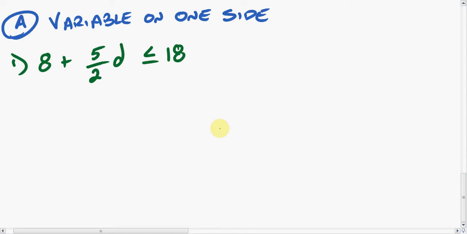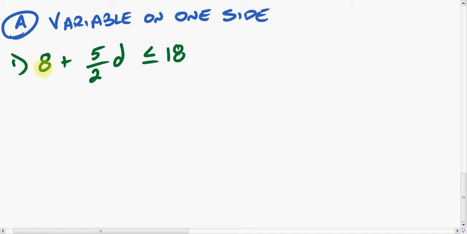This is section 1.6 part 3, where we're still looking at solving and graphing inequalities. In this part we're going to look at how to solve an inequality that has a variable on one side of the inequality, and then we're also going to look at how to solve an inequality where there's a variable on both sides of the symbol.